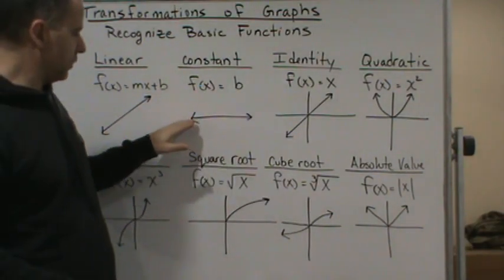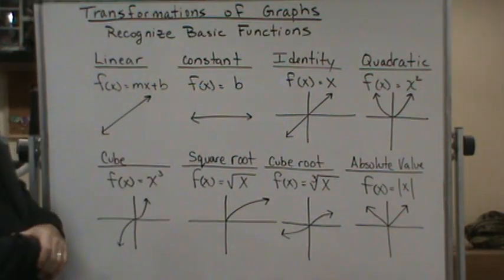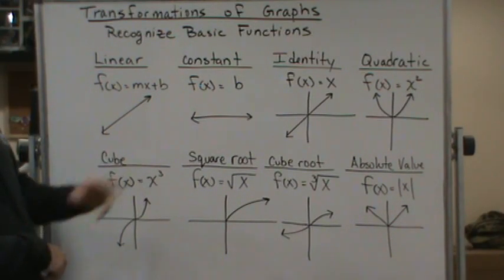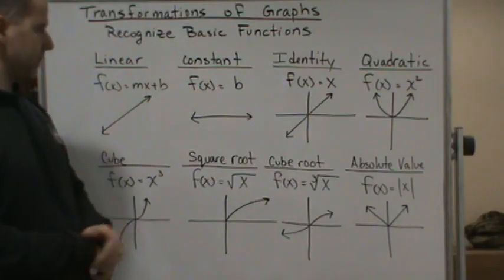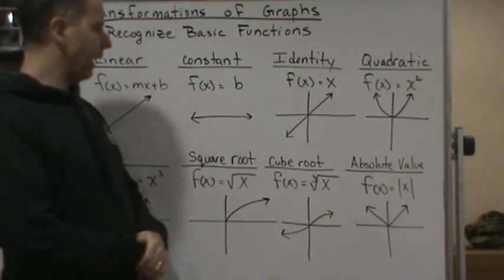So again, we've got the linear function, which is mx plus b, and then of course we've got the constant function, which is a horizontal line, so that's where the slope is 0, right? So there's no x value, so it's just f of x equal to b. So all there is a y-intercept, right?